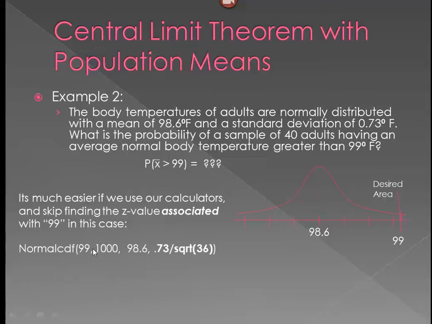We can just take that 99 degrees and put it as our lower boundary with something extreme like 1,000, which is sometimes appropriate, mean of 98.6. But notice what we need to put in here for the standard deviation. We need to put in our new standard deviation, and you can actually type it in as a quotient into your calculator. That's usually the best bet to go with, because then you're not rounding off a decimal to too few places, because that'll throw off your answer a little bit. And the result we get is 0.0003 or 3/10,000.